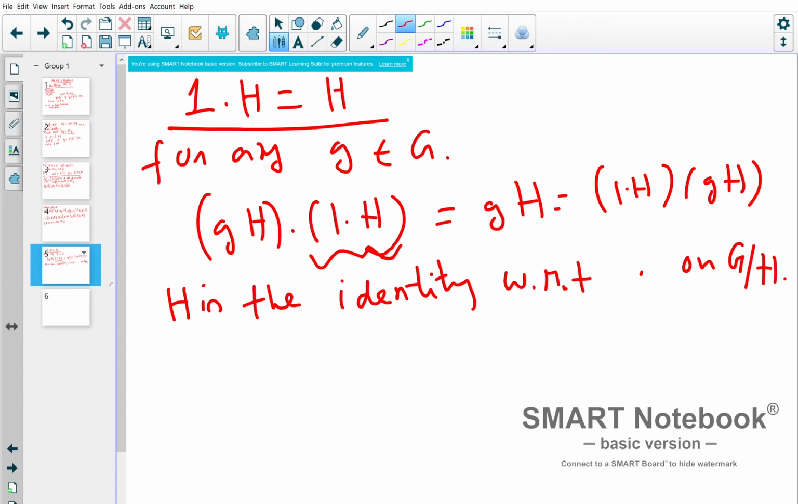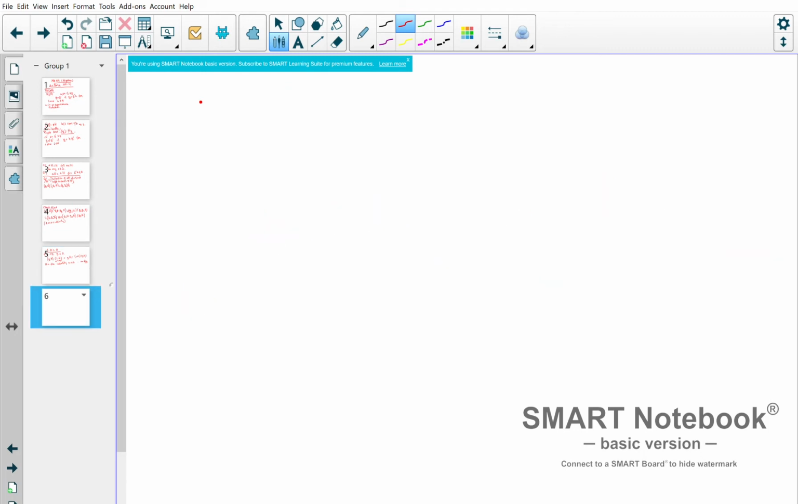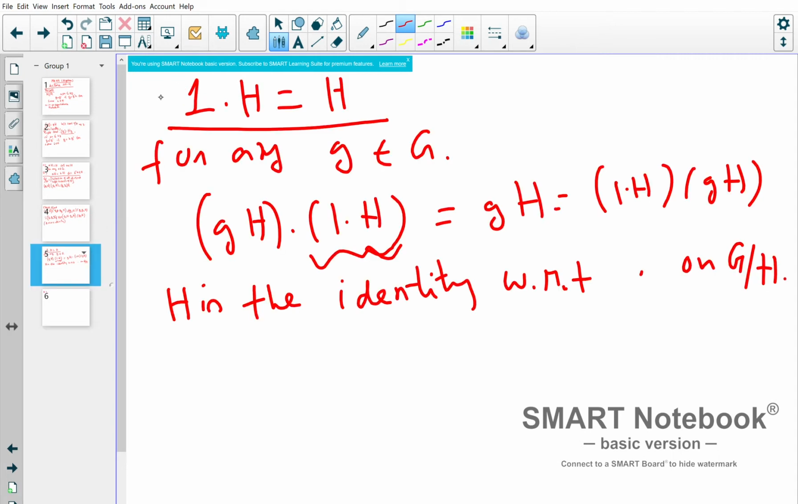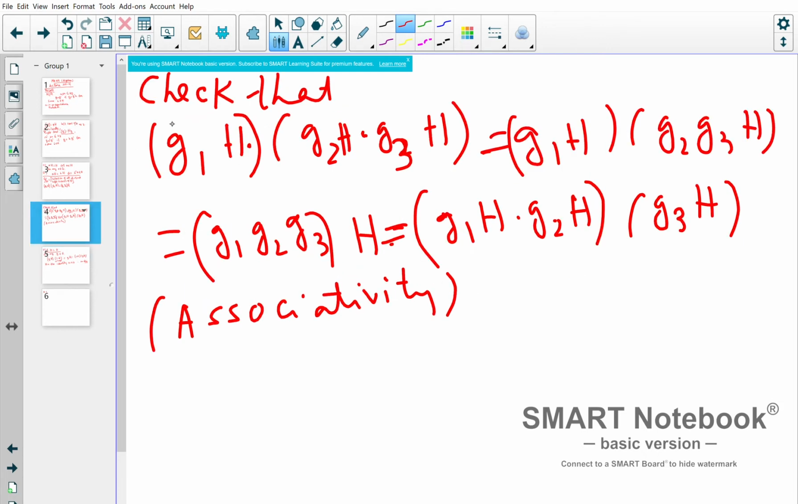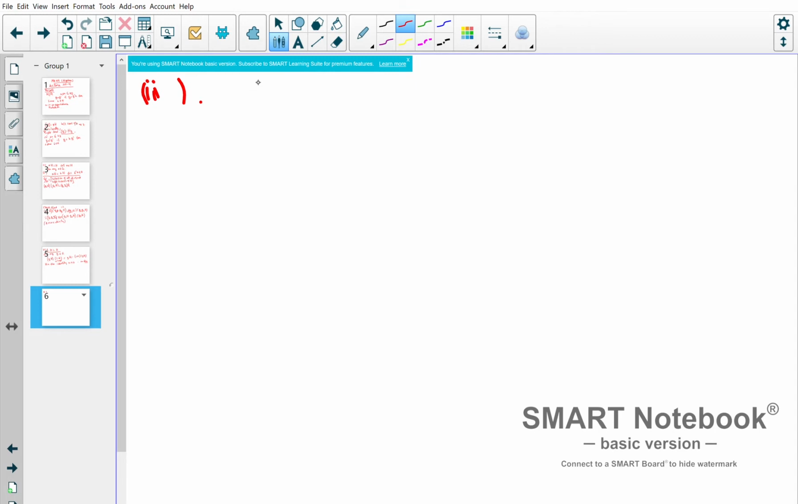Right now I have no idea; I just know that H is a subgroup of G, and I am trying to check whether this operation makes G mod H a group or not. Now you check the inverse also. So for the third property, this is the second property, this is the first property. To check the third property, for any G belongs to G, we have the inverse.